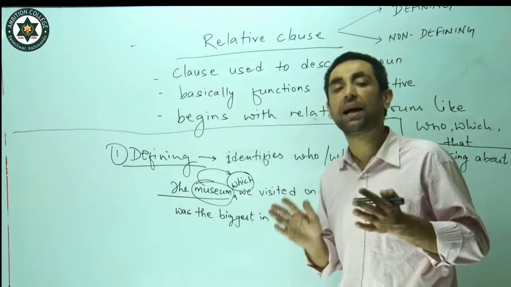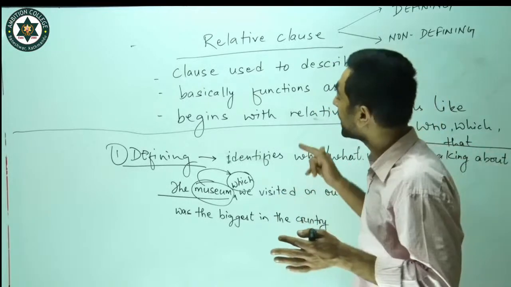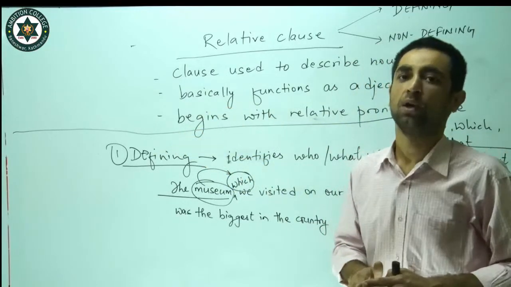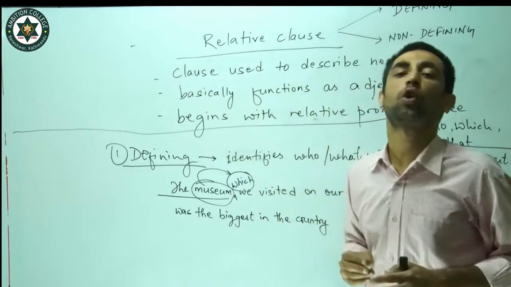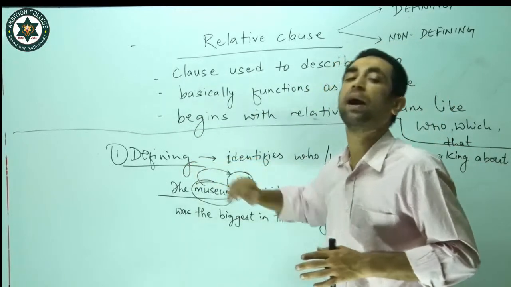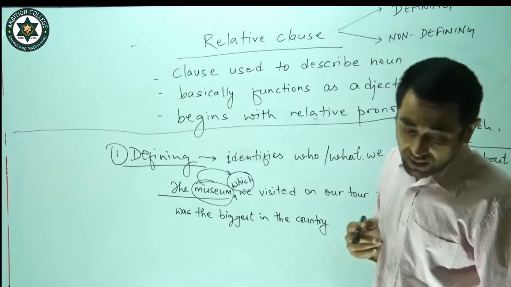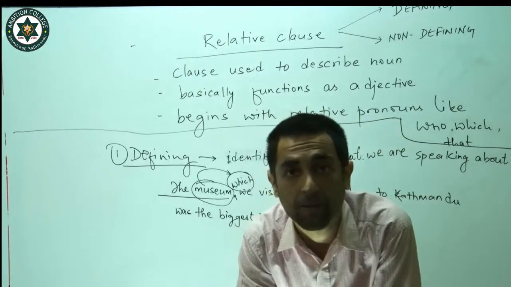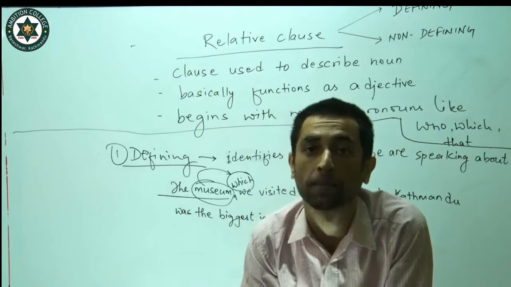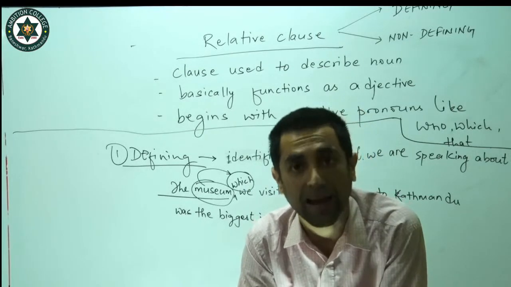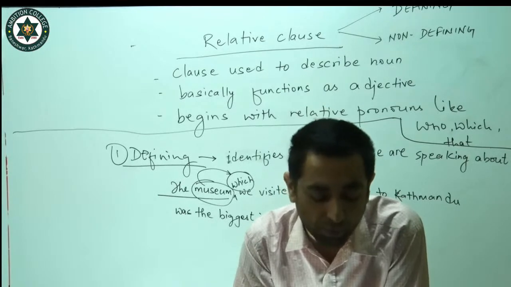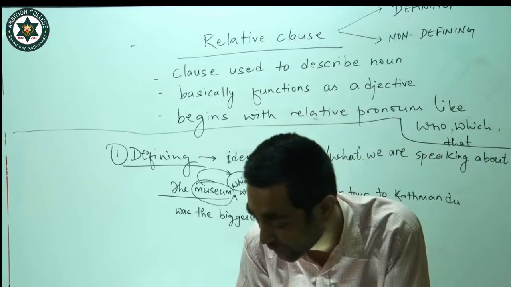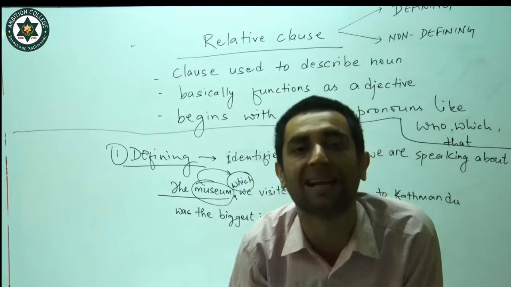So this type of relative clause which provides the essential information for the recognition of the subject matter or the noun that we are talking about is called the defining relative clause. And a non-defining relative clause is not essential for the recognition of the noun that we are describing. Rather, this is just to provide the supplementary information. A non-defining relative clause is just to provide the additional information.